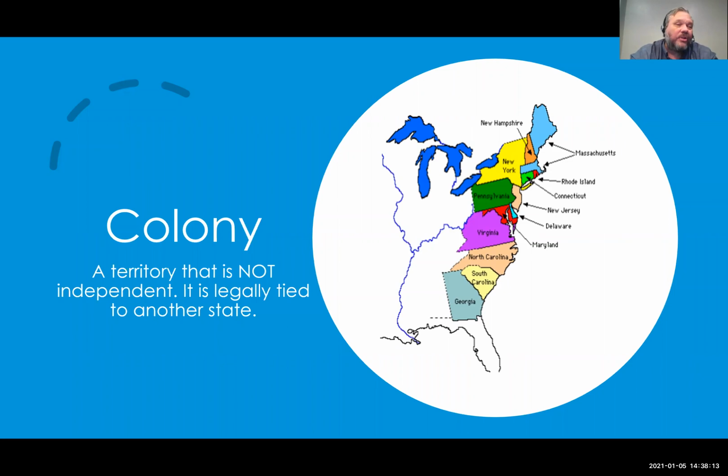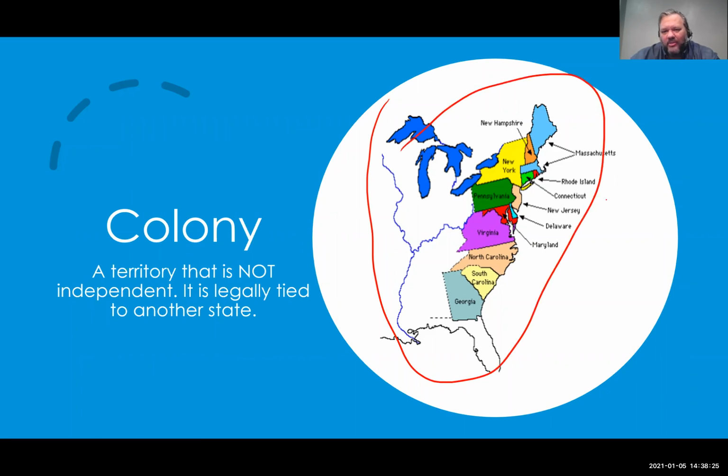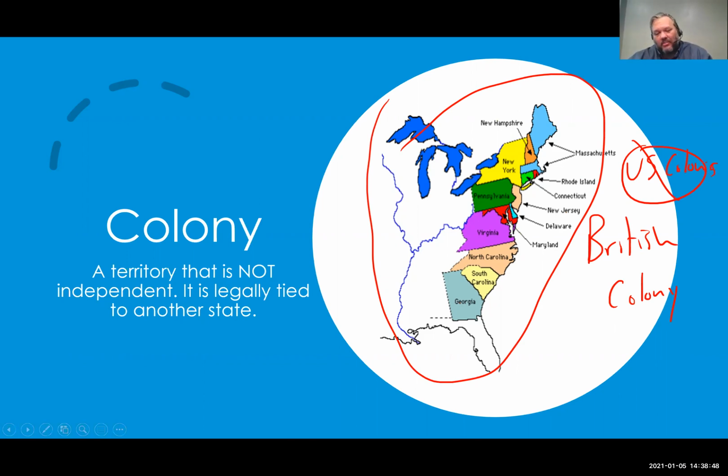So when we talk about colonialism, obviously within colonialism, states have to form a colony. These are the ones that we're familiar with. These are the original 13 colonies for the US. And remember, these were not US colonies, they were British colonies. A colony is legally tied to another state, and by state, remember, we mean another country. It is not independent. So obviously the 13 colonies were not independent. They were governed somewhat by England. And that's what we mean by a colony.